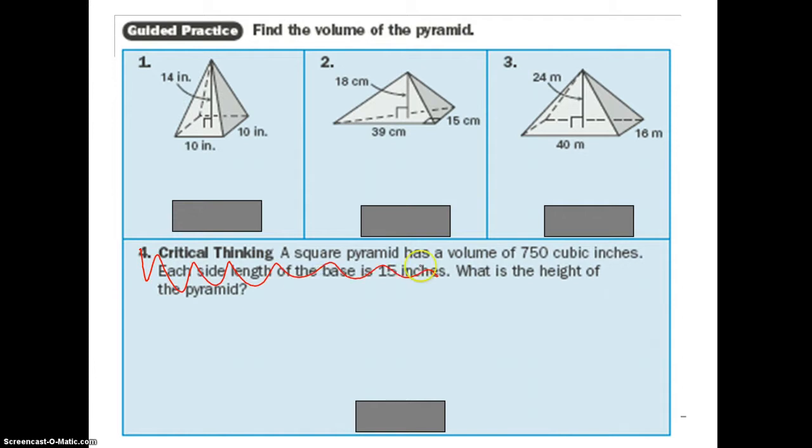We are not going to do number 4, but I would like you to do number 1, 2, and 3. I'll help you set up the formulas you need. This is a square pyramid. You can see the tens are both the same, so it's a square. You can use this formula. Number 2 is a triangular pyramid, so we use this formula. Number 3 is a rectangular pyramid, so 1/3 length times width times height.